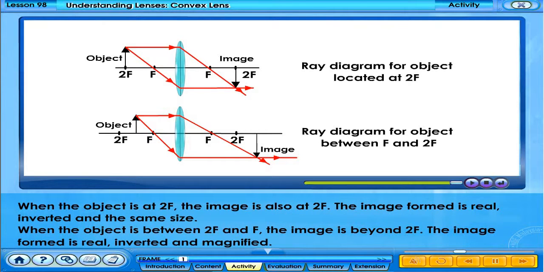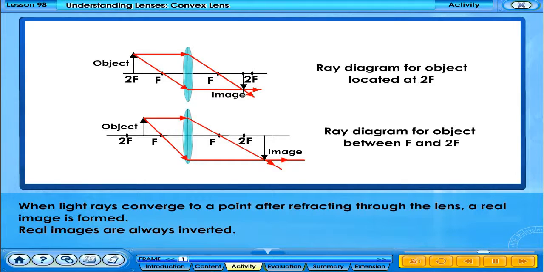When the object is at 2F, the image is also at 2F. The image formed is real, inverted, and the same size. When the object is between 2F and F, the image is beyond 2F. The image formed is real, inverted, and magnified. When light rays converge to a point after refracting through the lens, a real image is formed. Real images are always inverted.